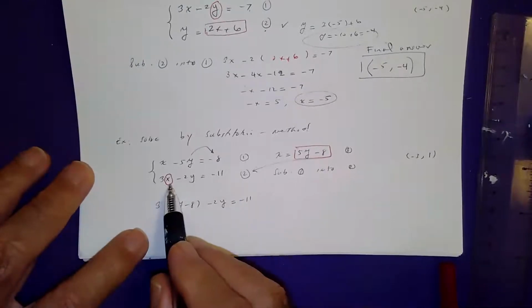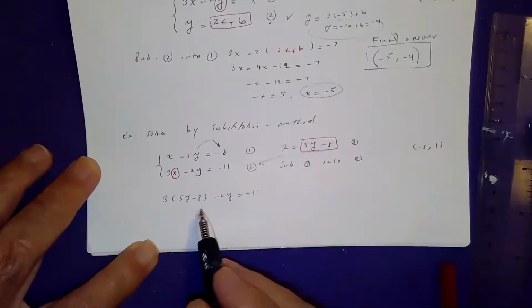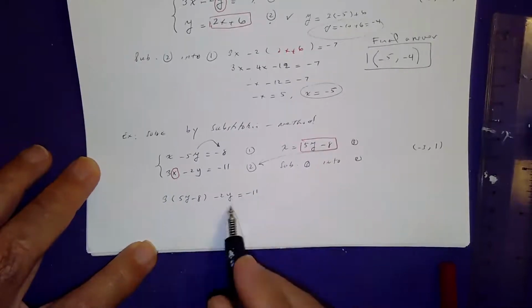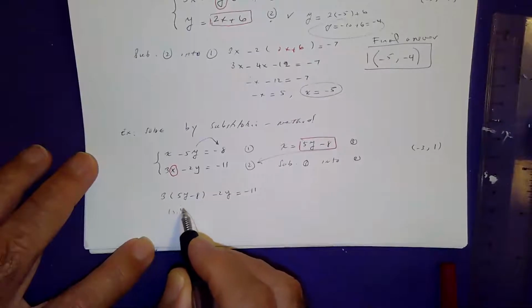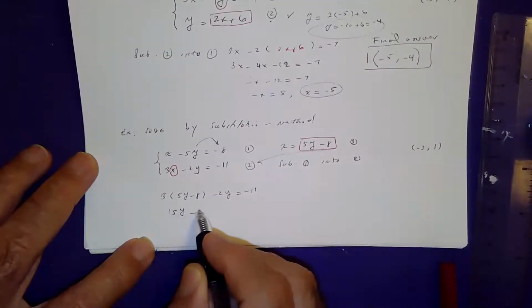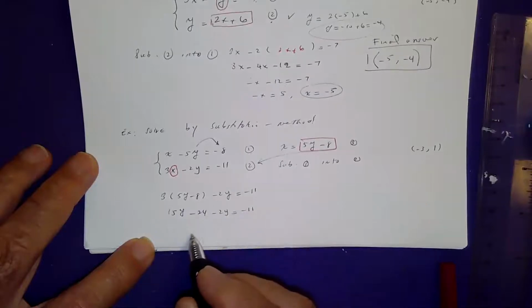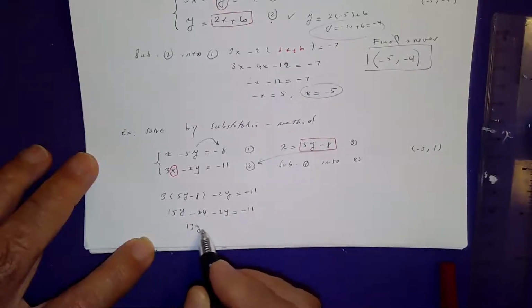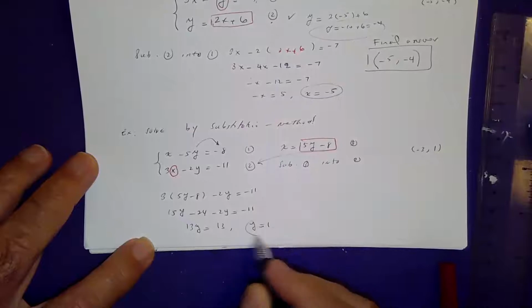So go back to equation number 2, replace this x with 5y minus 8. Now you have one equation, one unknown, so it's possible to solve. So that's 15y minus 24 minus 2y equals -11. So that would be like 13y is equal to what? Is 13. So y is equal to 1.